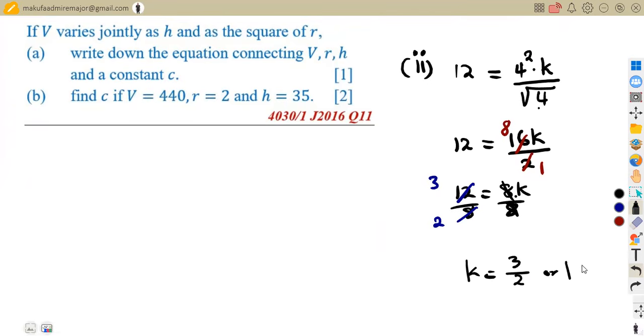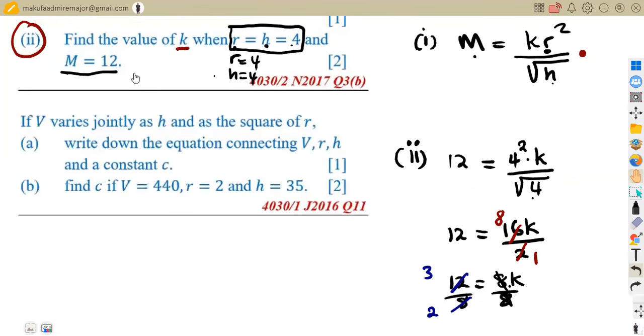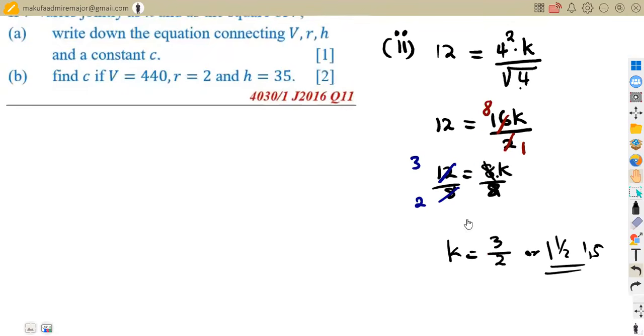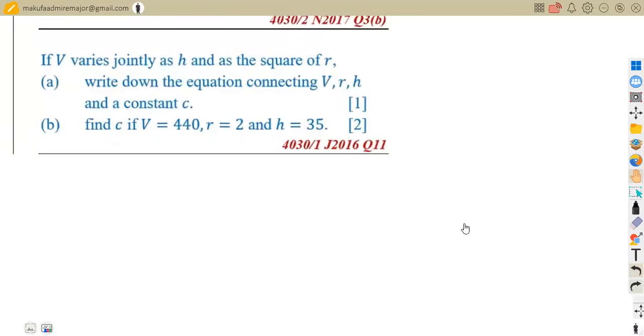We can have this as 1.5, whatever format you have in variation. You can even leave your answer as an improper fraction. Take note, the question was to find the value of K. After finding K, you are done. You're not substituting this anyway. All right. So be careful on how to present your final answers.